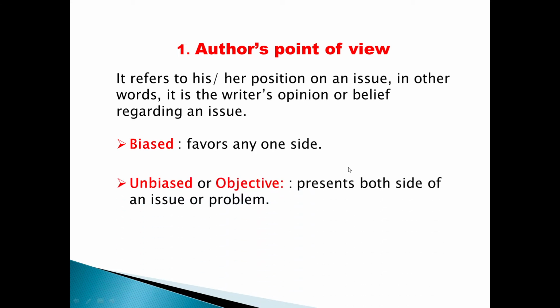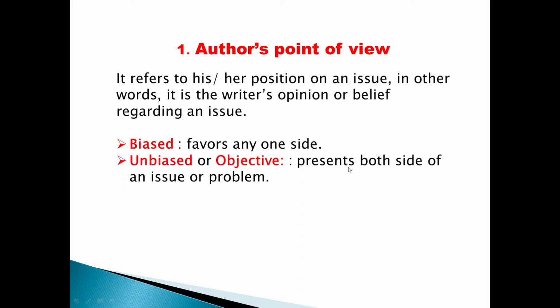The second type is unbiased or objective. Now, the point of view is objective when the author is unbiased or neutral. The author doesn't favor one side or the other. He doesn't favor any one side. That means he presents both the sides of the subject.